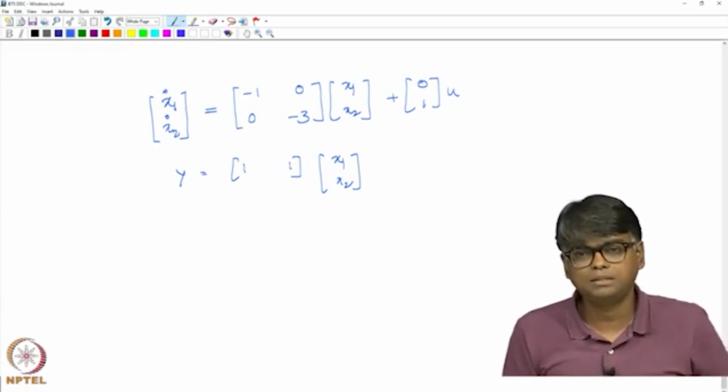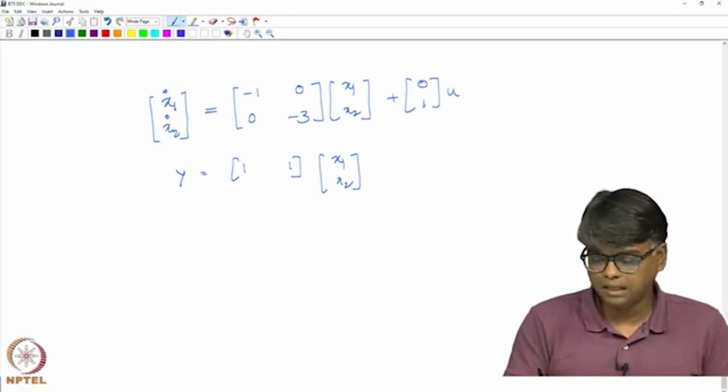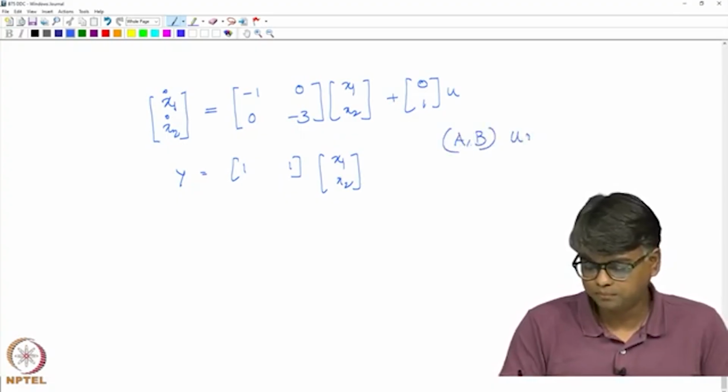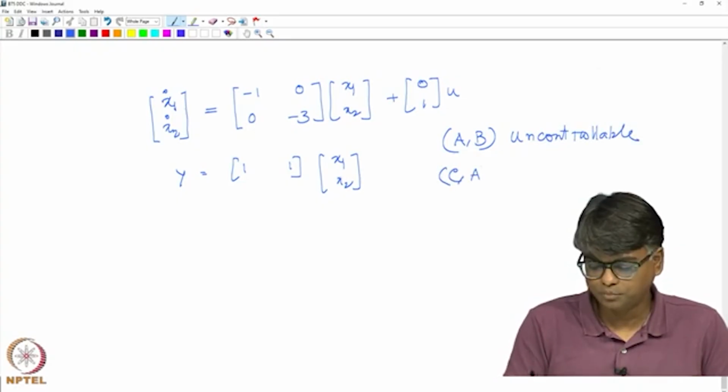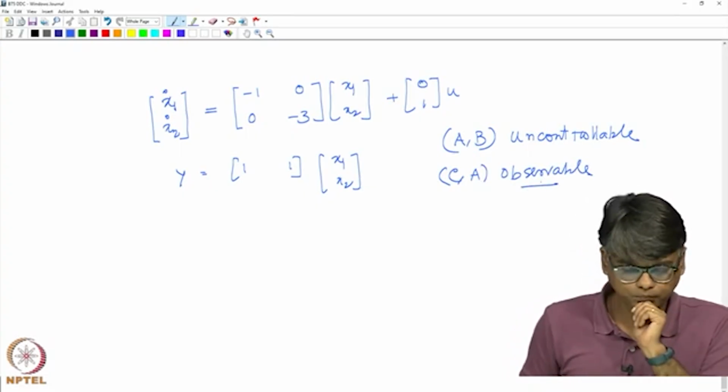I want to eliminate the state variable x here. Now, let us see what happens. You can easily check that this AB pair is uncontrollable. But the CA pair is actually observable. You can check that this CA pair is observable.